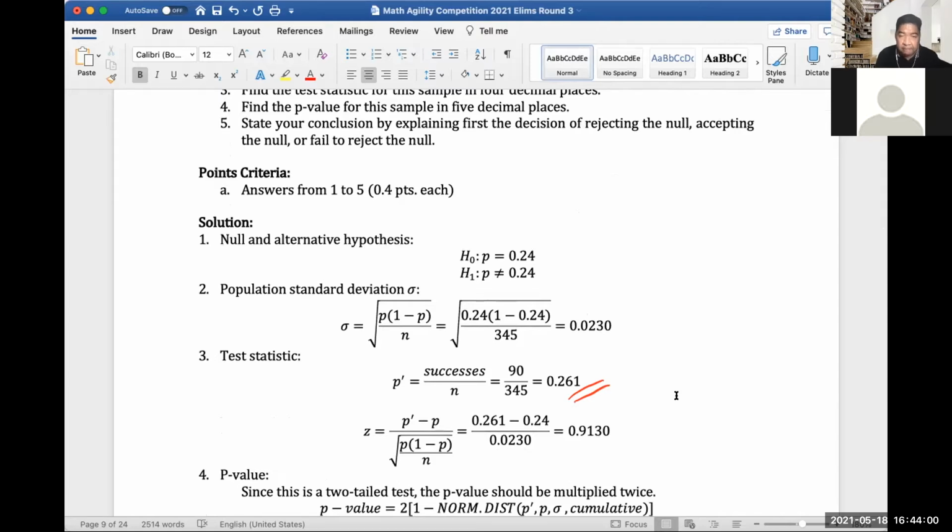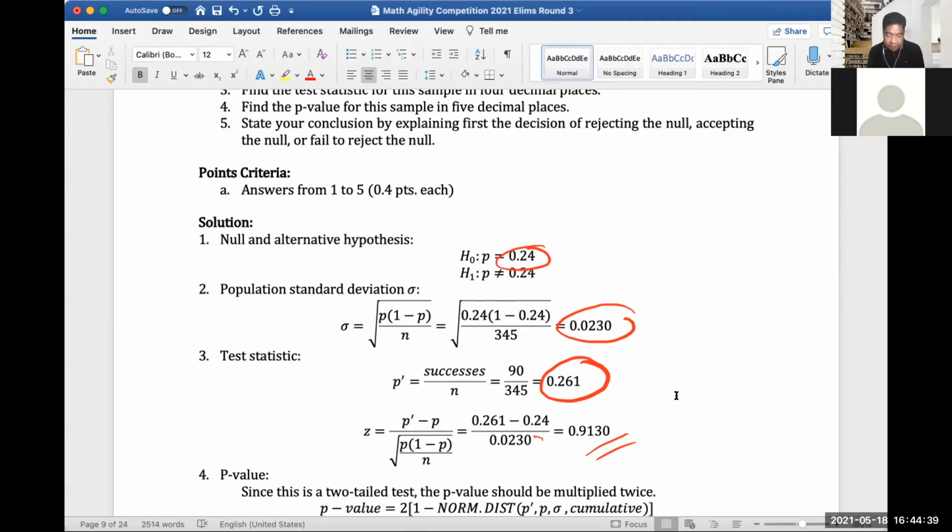Then let's use the formula for the test statistic Z. So that's P prime, or sometimes they use P bar, minus P, divided by the square root of P times 1 minus P over N. So that's equal to 0.261, the one we already solved here, minus 0.24, which is the population proportion, divided by 0.0230, which is our population standard deviation here, right? And we will get 0.9130 as our test statistic.